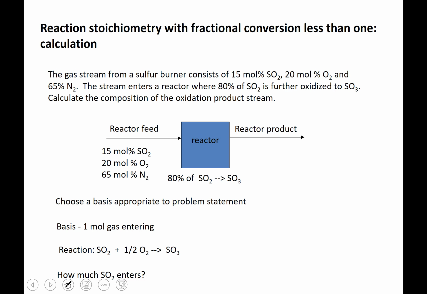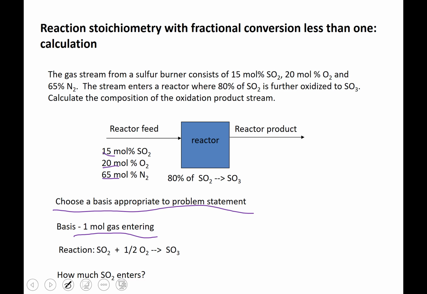Okay. So the first thing we're going to do is choose a basis according to our problem statement. And given this information, this takes experience, but the basis most appropriate is to choose 1 mole of gas entering. Or you could choose 100 moles. And then this would be 15, 20, and 65. But if it's mole percent, then we have 0.15, 0.2, and 0.65. If you don't like decimals, then choose 100, and you can get rid of all those decimals.